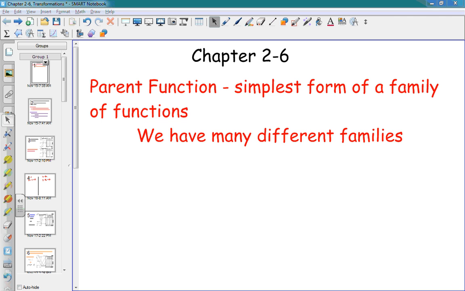Okay, here we go. Chapter 2-6. A parent function is the simplest form that you can have of a family of functions. There are several different families of parent functions. Today I'm going to introduce you to 4 of them.